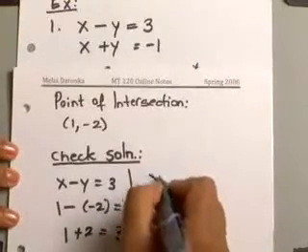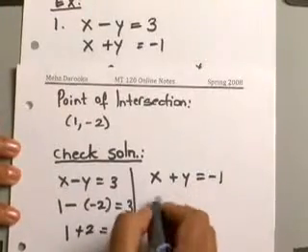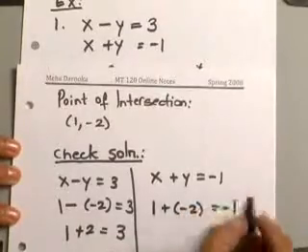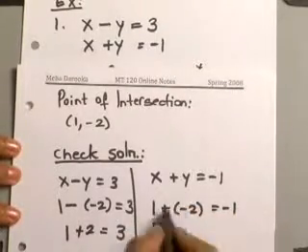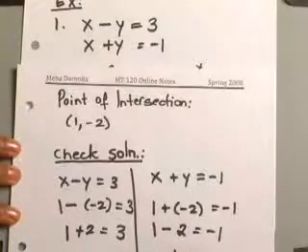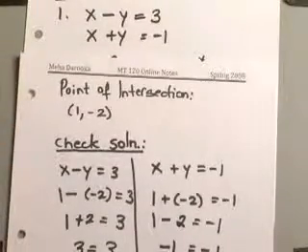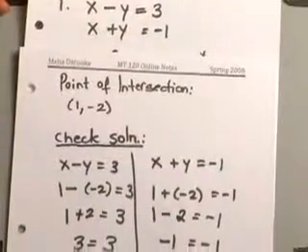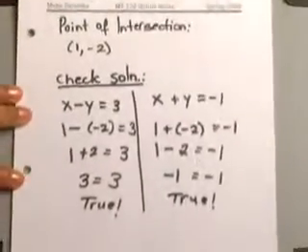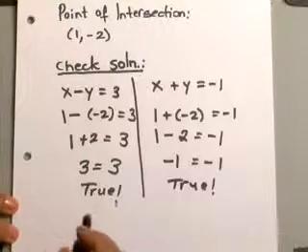Do the same thing for your second line. x plus y equals negative 1. x is 1, y is negative 2. Let's see if we end up with a true statement again. 1 minus 2 gives you a negative 1. And there you have it, another true statement. So now it is safe for us to say that this point of intersection satisfies both our equations, and therefore it is a solution of our system.